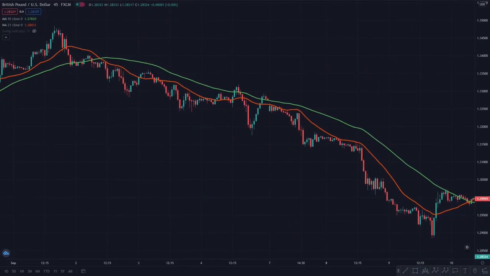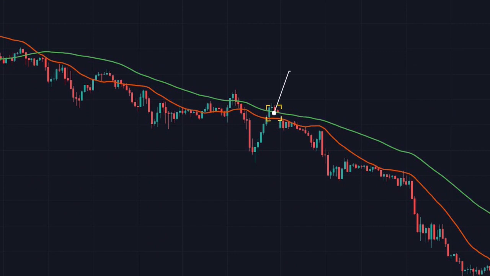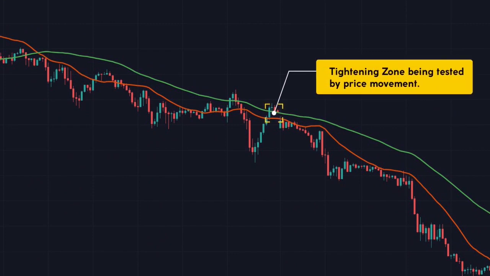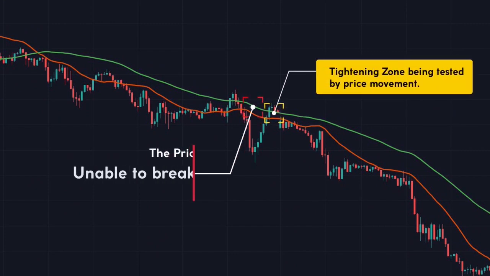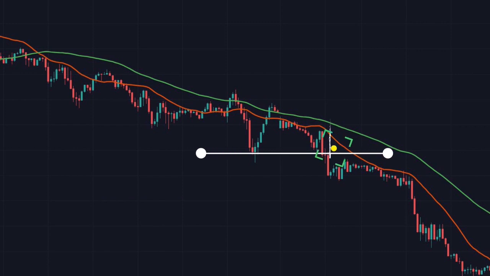Let me walk you through another example to show you how you can use this strategy. Here is a short setup. We see the tightening zone here, being tested by price a couple of times. Notice that price was unable to break above the zone. This means that sellers are in control and it is wise to stick to selling. We enter short after the breakout of the range.